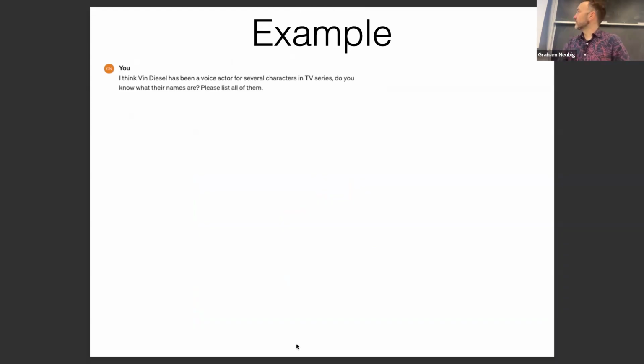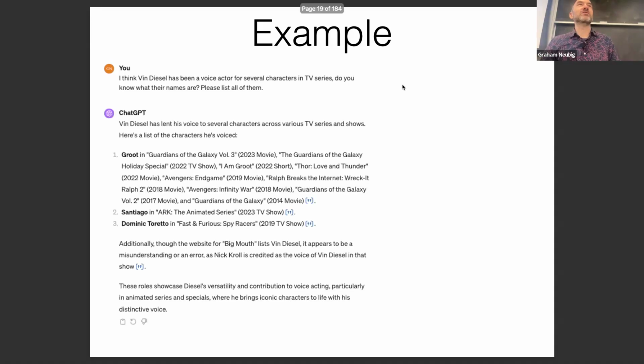So here's an example. This is very small, so I'll read it to everyone. I think Vin Diesel has been a voice actor for several characters in TV series. Do you know what their names are? Please list all of them. ChatGPT sometimes supports search, sometimes doesn't support search. It kind of depends on the time of day and the feeling of Sam Altman about whether he wants to be doing that or not. I don't know. But when I ran this, ChatGPT was in its supporting search mood. So it basically gave me this answer.